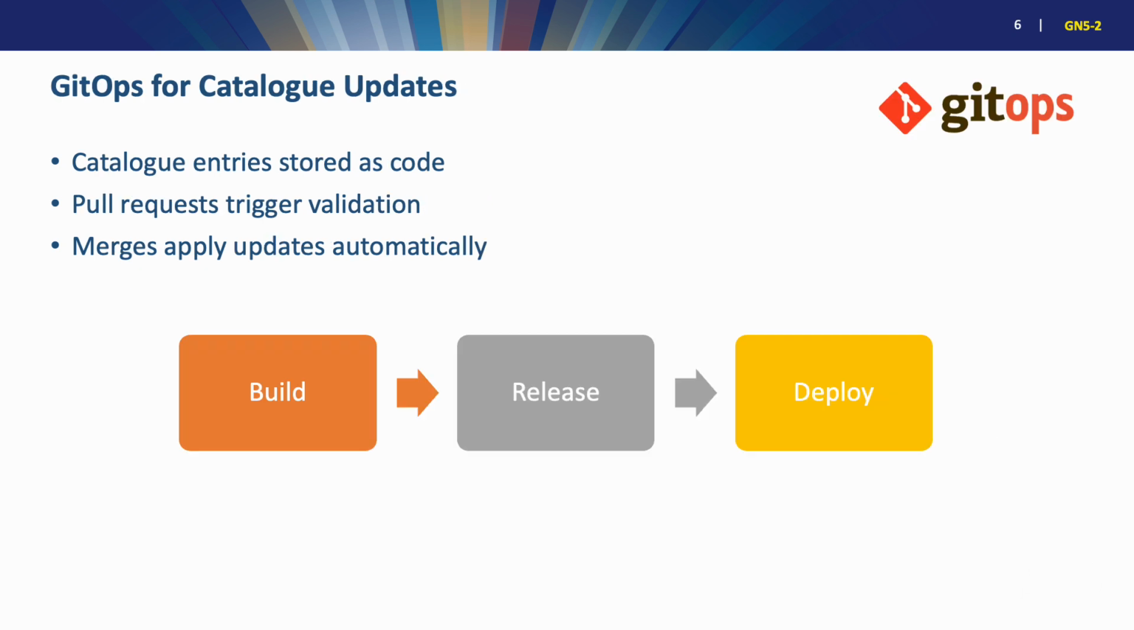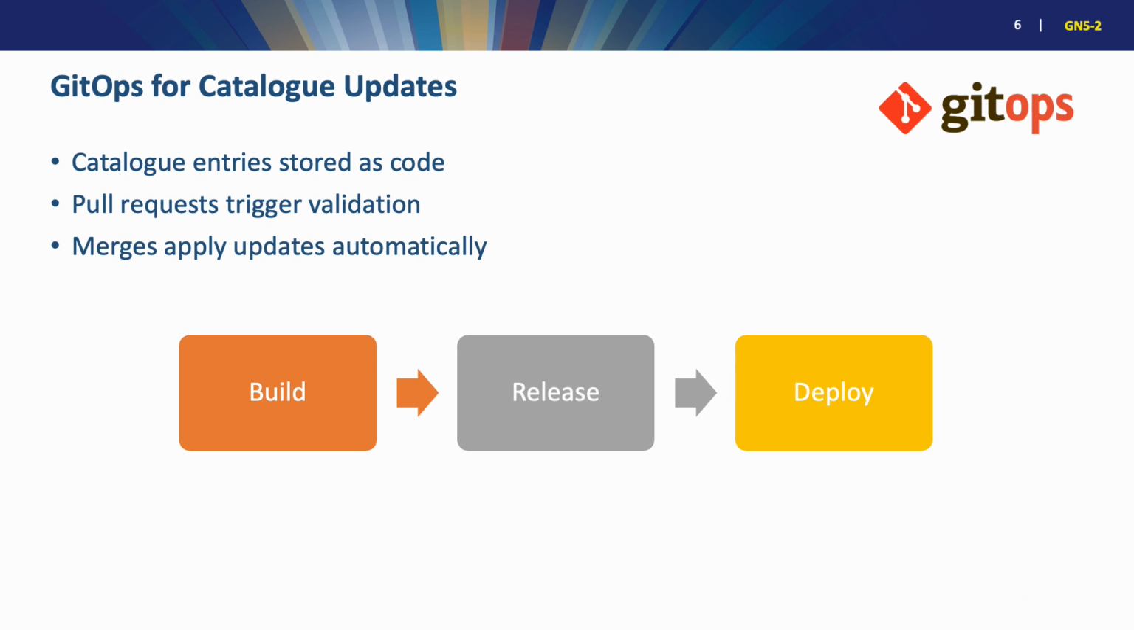So, how can all these shared templates and updates be managed reliably? That's where GitOps comes in. It applies the same principles used in software development to catalog management. Catalog items are treated like code. They are stored in version control, reviewed before changes are made, and updated using automated workflows.